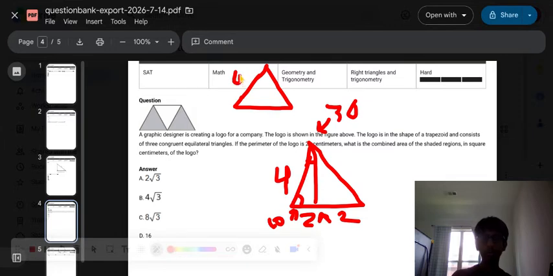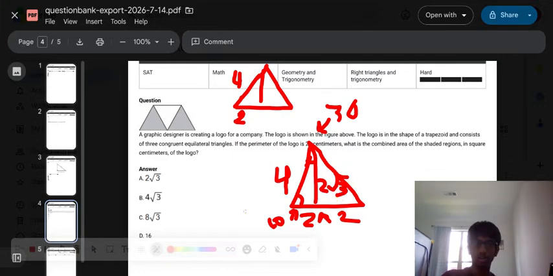Because if you have an equilateral triangle and you drop the altitude, that means that automatically this will have to be 4 divided by 2, which is 2. And using that, you can use the Pythagorean theorem to figure out the third side, which would be 2 square root 3. Right? So now we have the three side lengths of this equilateral triangle. And using this, we can figure out the area of one of the triangles.